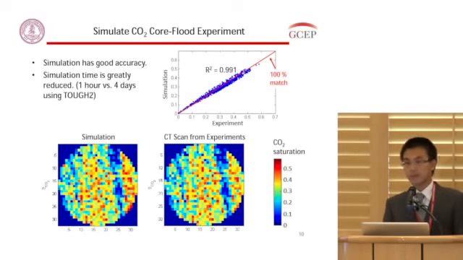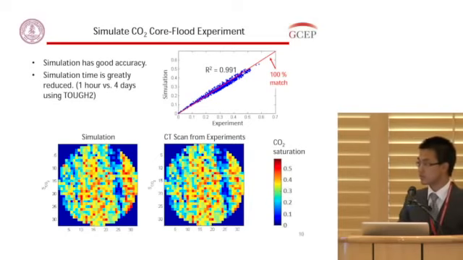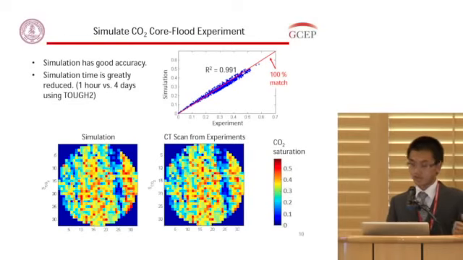So this is telling us our simulation has very good accuracy. It is able to capture the pattern as well as the value of CO2 saturation distribution that is consistent with the physics. And furthermore, the simulation time is greatly reduced. Previously, it took us 4 days on a computer cluster. Now we spend almost 1 hour to finish on a personal computer. So it means that we now have a very efficient and robust numerical tool for us to do a lot of things.